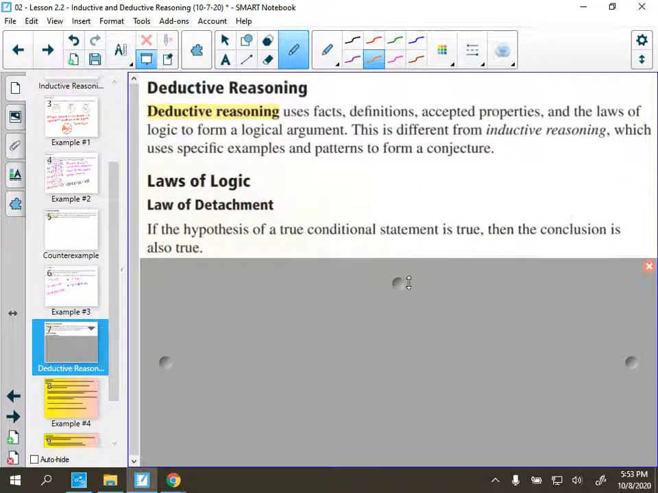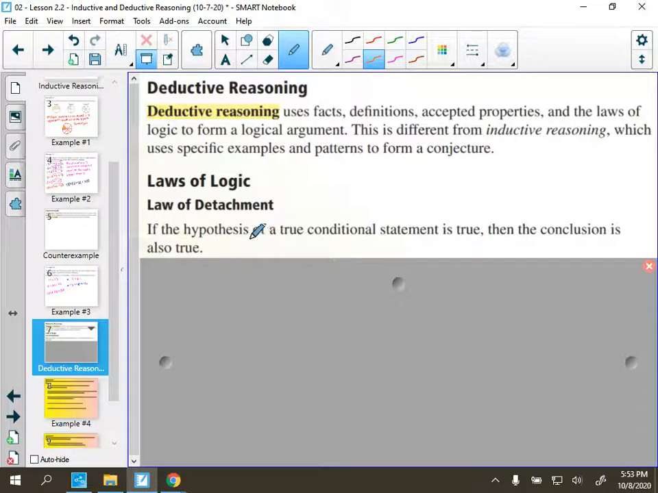The law of detachment. Make sure we add this to our notes. The law of detachment says, going back to some of those 2.1 concepts of if-then statements, that if we're talking about a true conditional statement, and the hypothesis is true, then the conclusion must also be true. It seems kind of weird, like, wow, we said true a lot here. True, true, true.